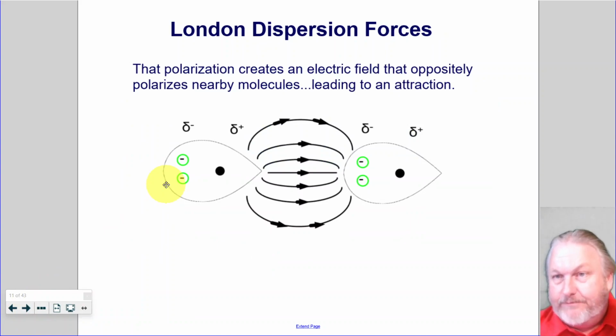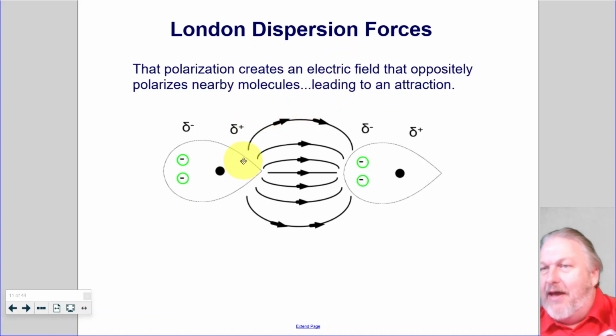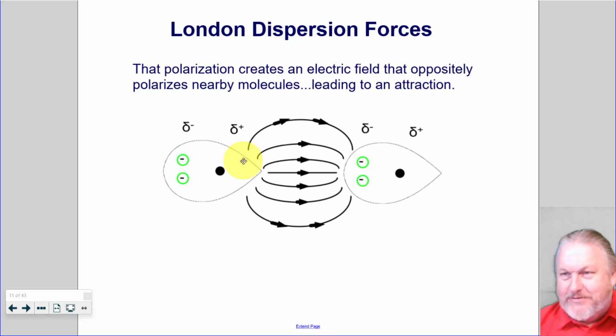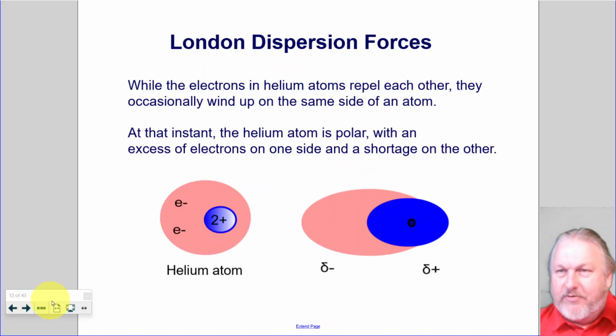But it will happen. So this polarization creates an electric field that oppositely polarizes another molecule nearby, which means that they're going to be attracted to each other for a slight moment in time, until the electrons move around. So that would be an induced dipole. So let's look at helium.